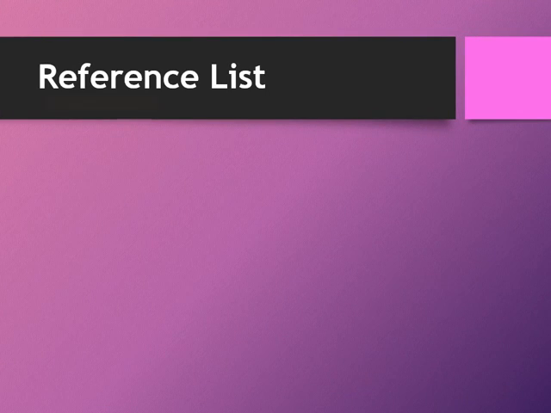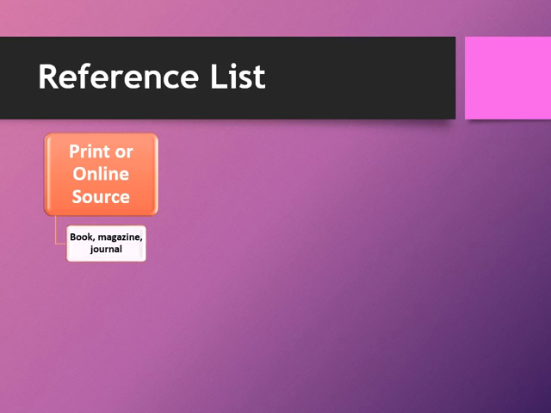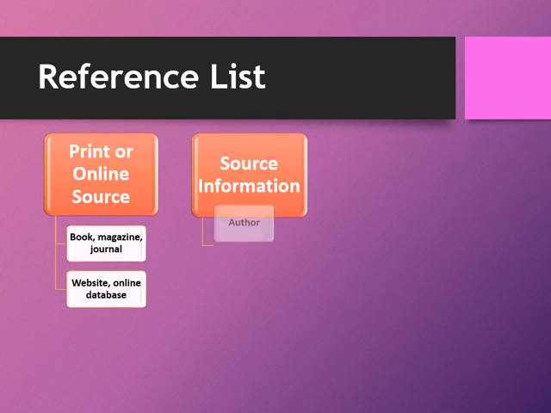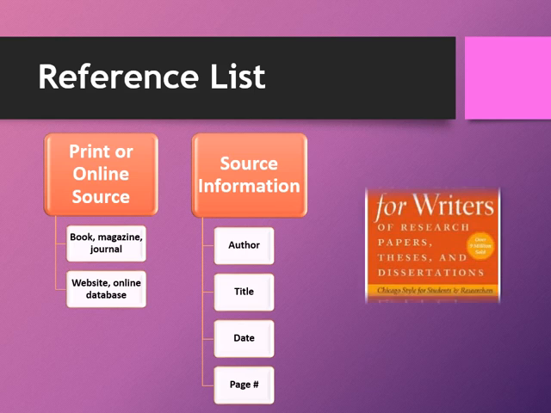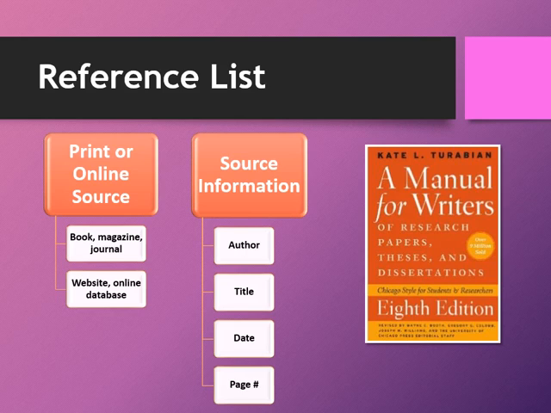First, determine the type of material you're citing. This could be a print book, magazine, or journal. It could also be a website or a journal article from an online database. For each source, record details such as author, title, date, page number, etc. This will help the person reading your paper to find the source later. For specific information on how to format each type of source in your reference list, take a look at this online guide from Trinity University or ask for help at the library's circulation desk.